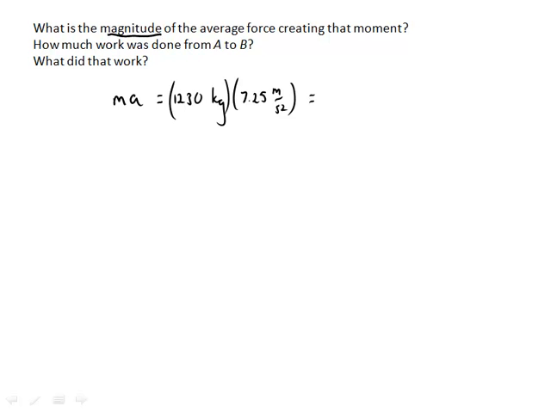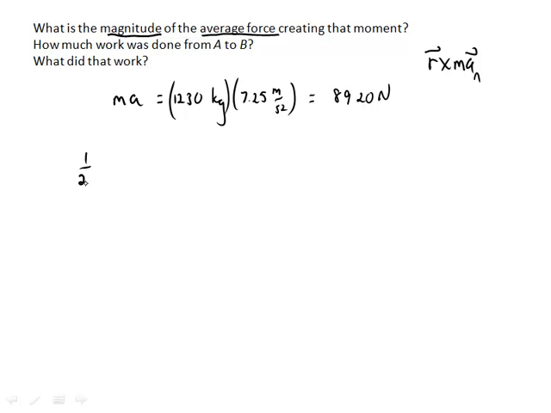Keep in mind, that's the average force creating that moment. There is more force there, because there's a frictional force keeping it in the circle, but that doesn't create any moment because that's along the radius. And the r cross ma for the normal component of acceleration, a normal is along r in this circular path at any rate, and so it cannot apply a moment. So 1230 times 7.25 is 8917. Call it 8920 newtons. How much work is done from A to B?